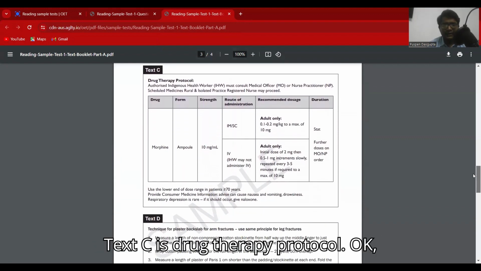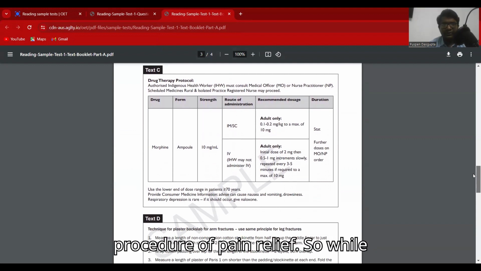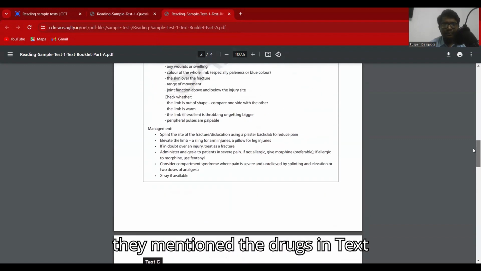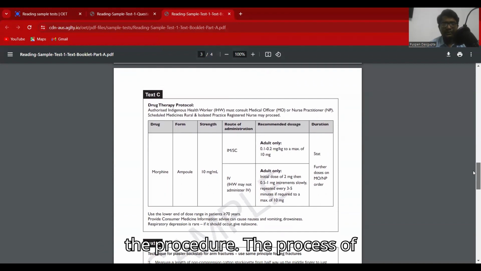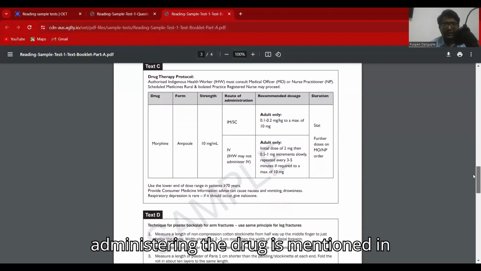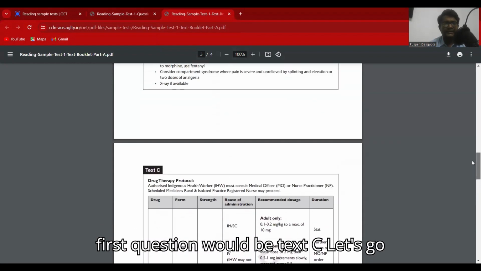Text C is drug therapy protocol. Okay, which drugs are they talking about? They're talking about morphine. So this is the procedure of pain relief. While they mentioned the drug in text B, how to administer the drug, that is the procedure, the process of administering the drug, is mentioned in text C. So the correct answer for the first question will be text C.